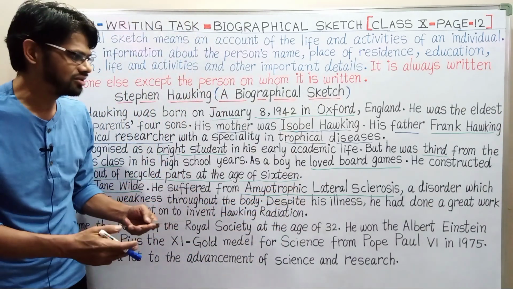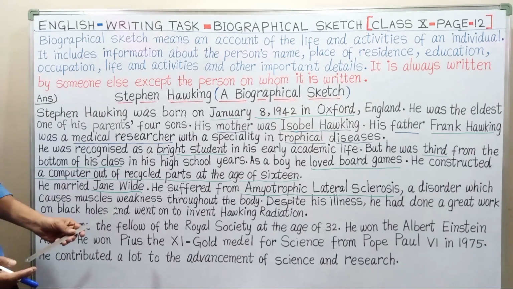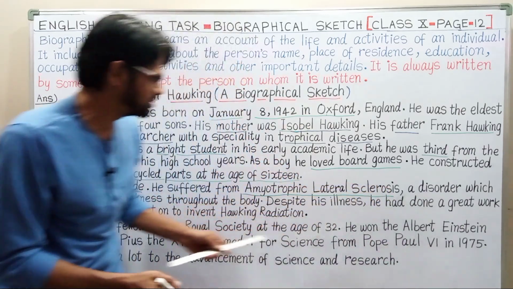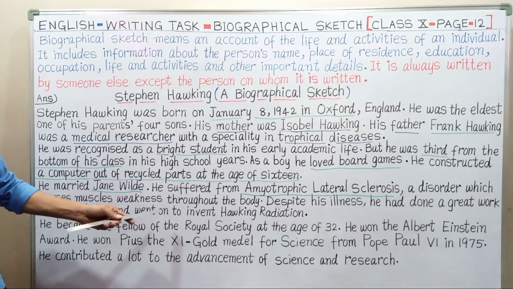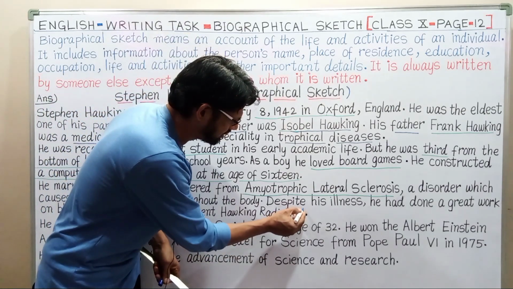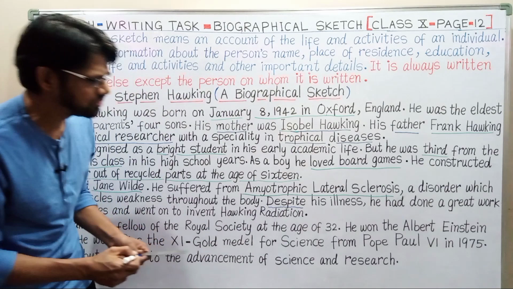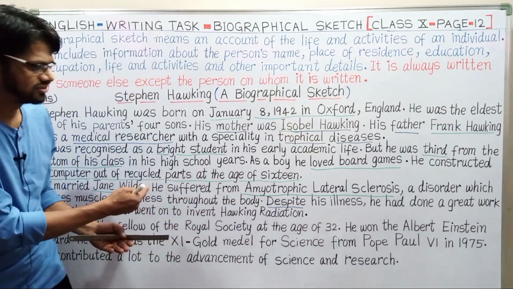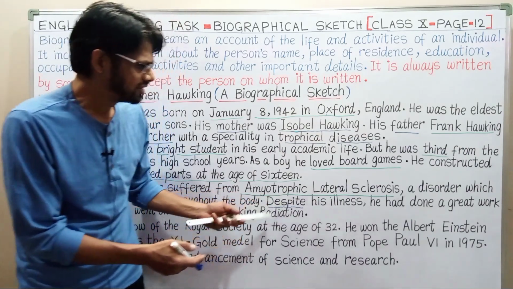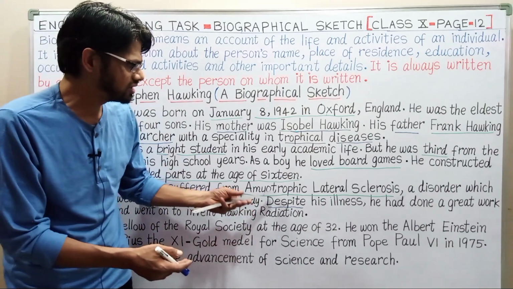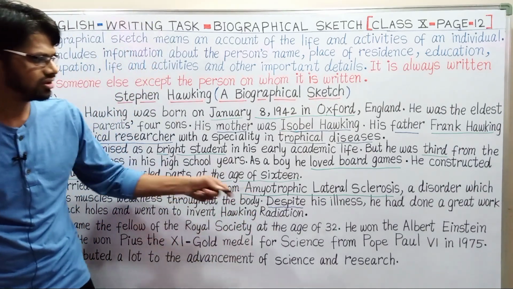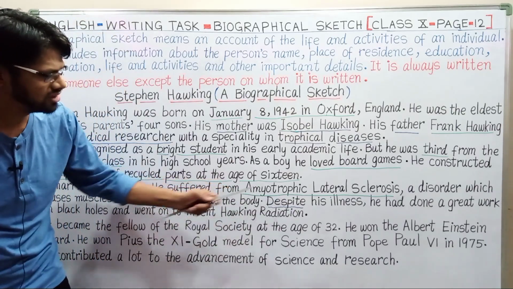So we have to make meaningful sentences. Next one. What is the next one? Despite his illness, he had done a great work on black holes and went on to invent Hawking radiation. So despite, you can notice, the word despite we have used here in order to connect one sentence with another. It is a word which connects thoughts or continuation. We are doing the continuation of the previous sentence with this new sentence.